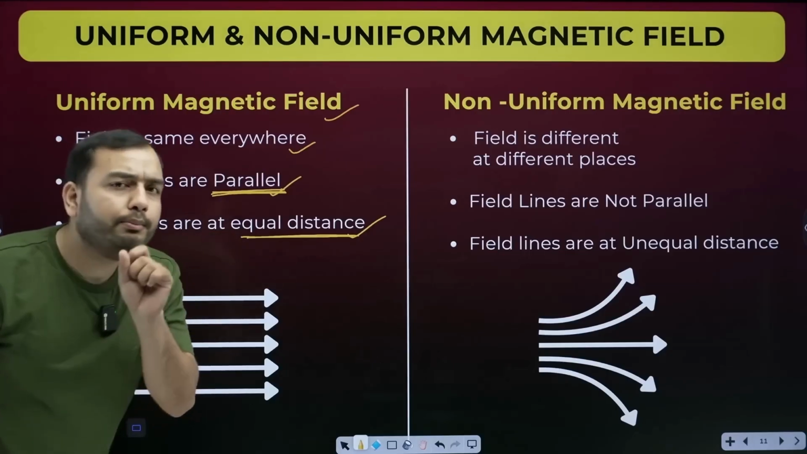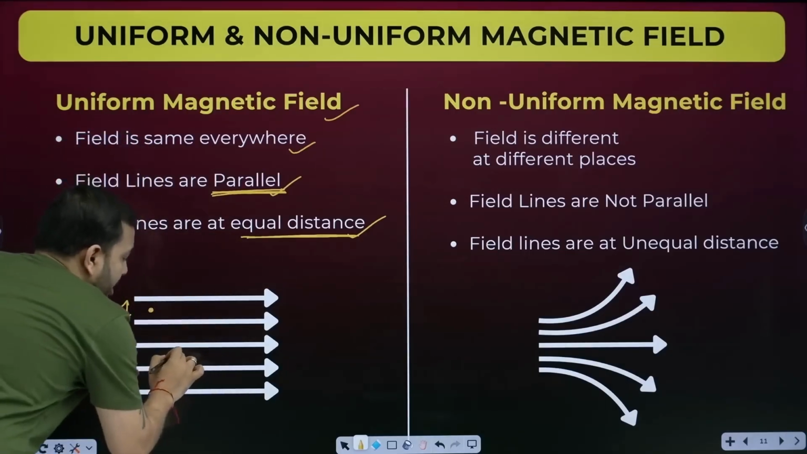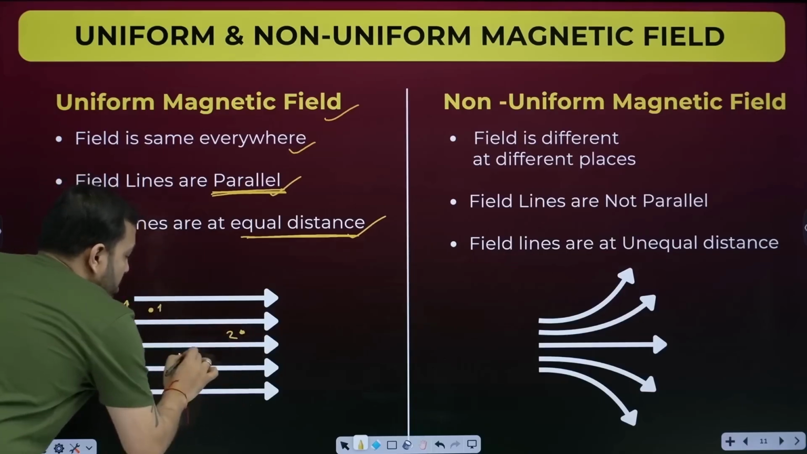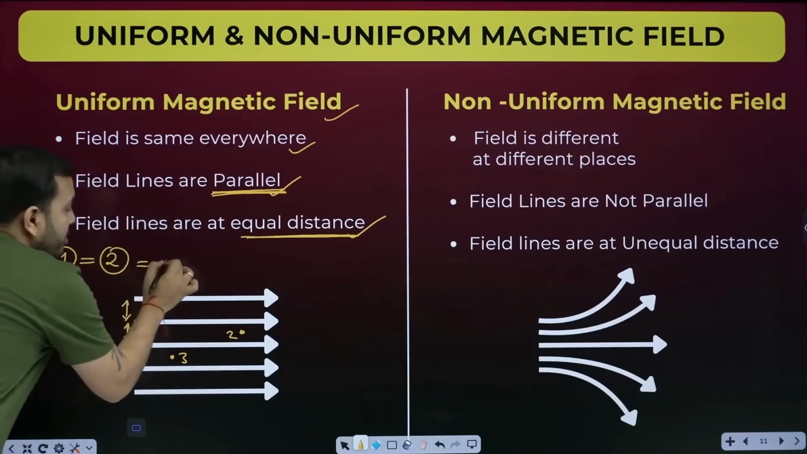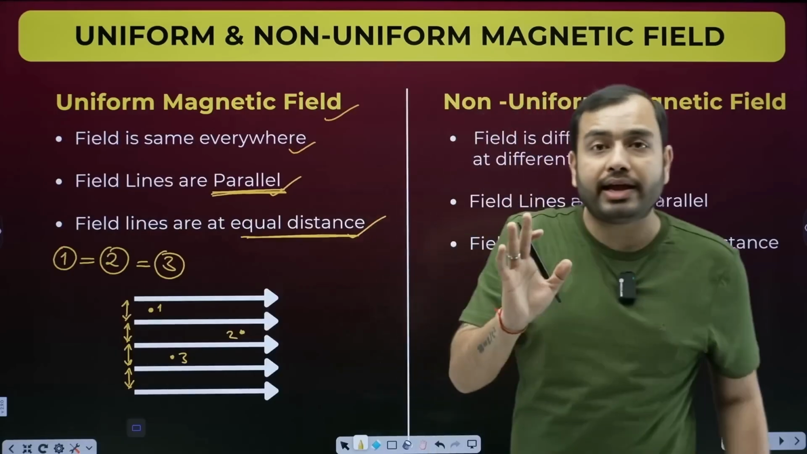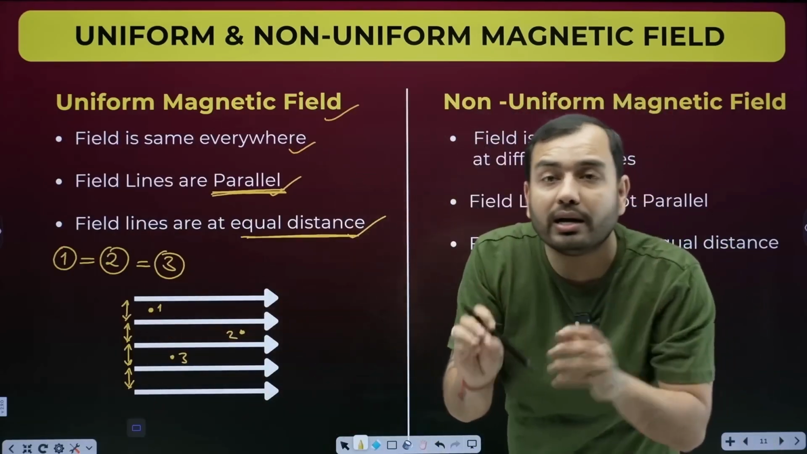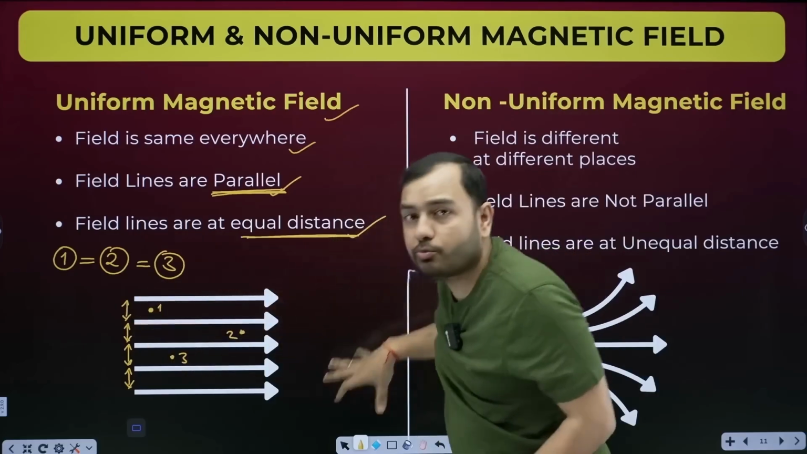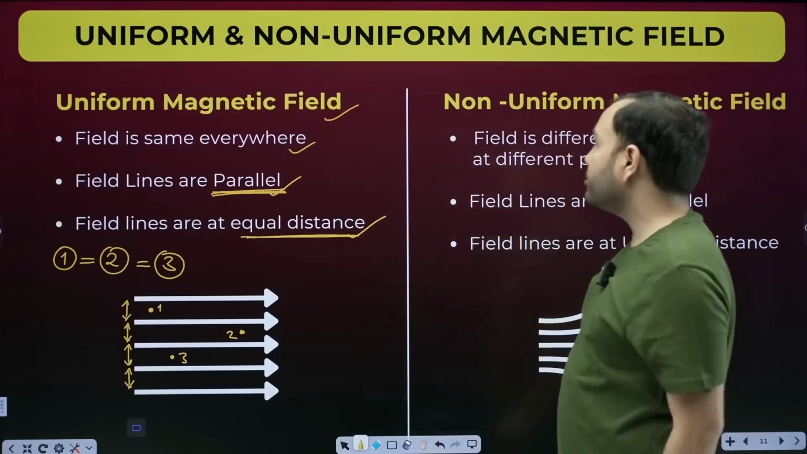If you see such a field line anywhere, it means uniform magnetic field. Meaning, I take 1 point here, 1 point here, 1 point here. I can call them 1, 2, 3. So the magnetic field at 1 will be the same as at 2 and the same as at 3, whether it is about magnitude or about direction. What will the magnetic field be everywhere? It will be equal. Direction going this way, this way, this way, and the magnitude all equal. This is called uniform magnetic field.